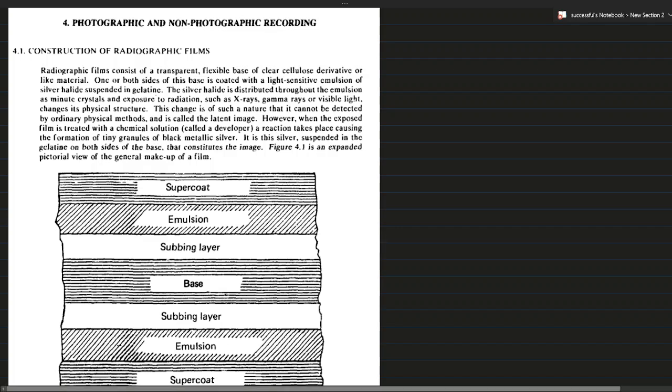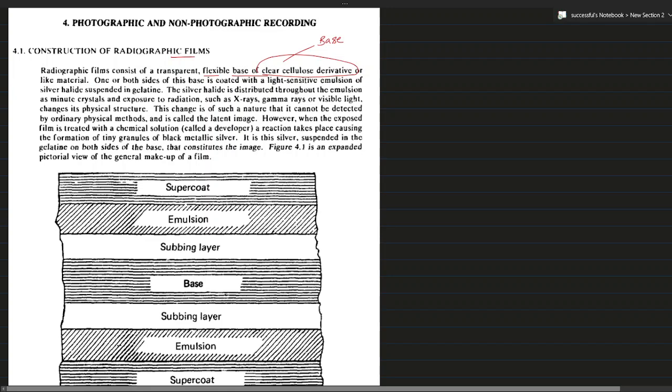Good morning friends. Today we are going to learn the construction of the radiographic films. We will learn word by word and understand. Radiographic films consist of a transparent, flexible base of clear cellulose derivative. What they are telling is that this is the base material, clear cellulose derivative, or a like material.